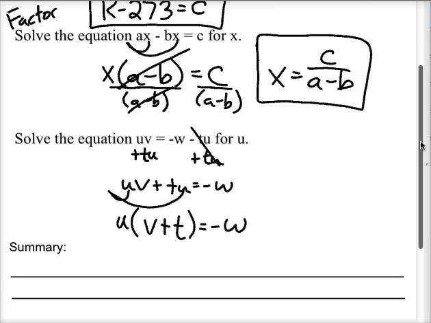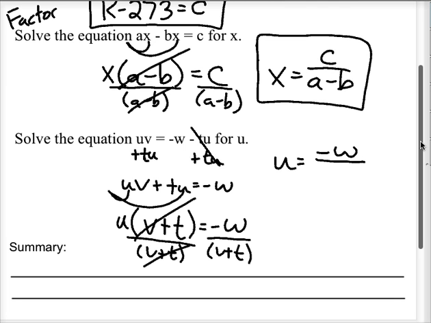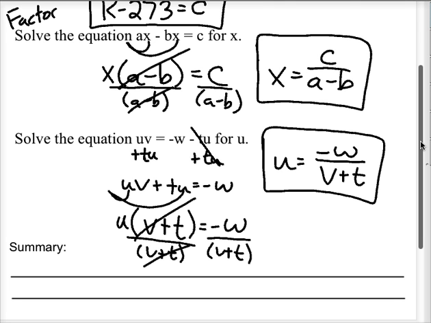And what's the only thing left to do now? Well, divide by that V plus T. Because now that'll give me the U by itself. Negative W divided by V plus T. And there is my equation. All right, so these later ones, again, a little bit of work. However, if you remember, just any term that has that variable, get to one side of the equation, factor it out, divide by whatever's left, you will get to the right answer.